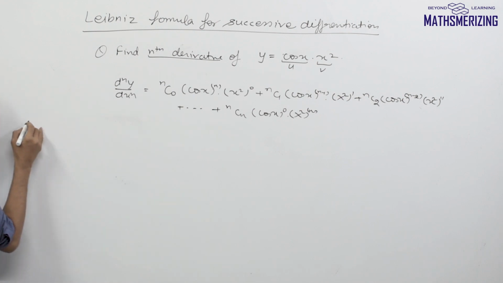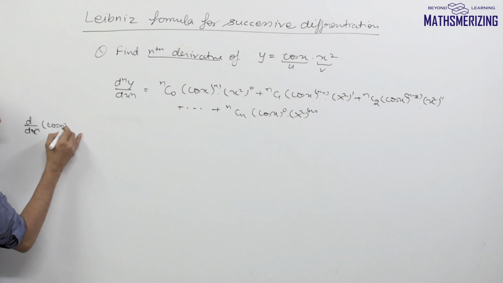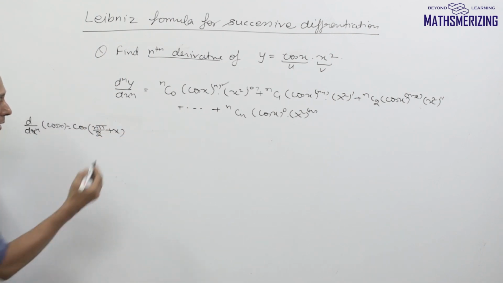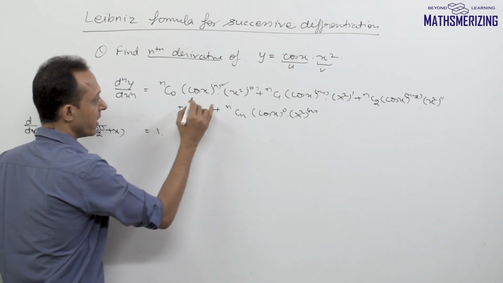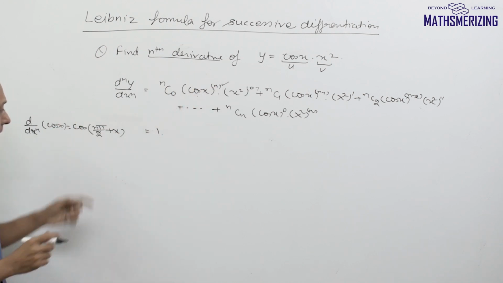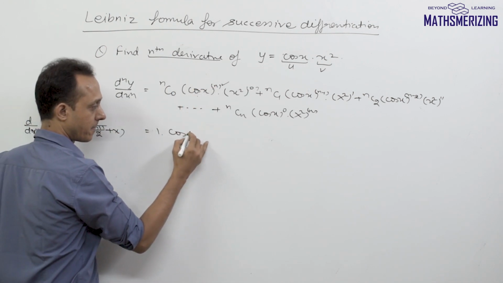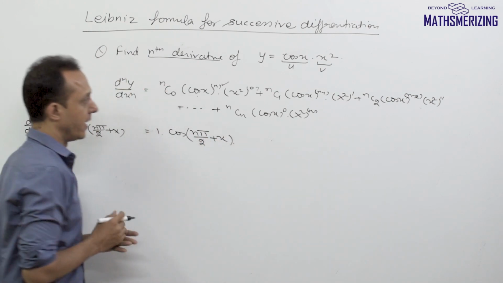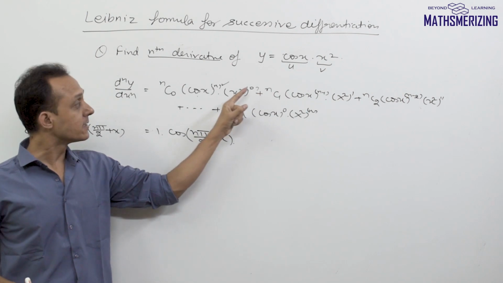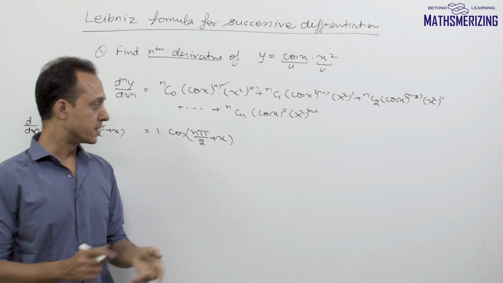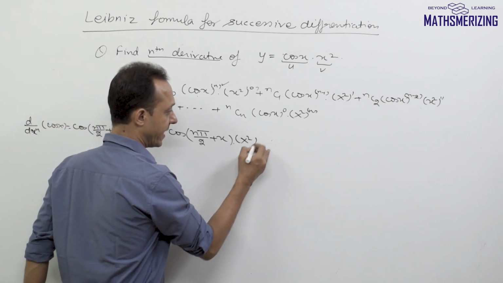Now we know that nth derivative of cos x function is cos of n pi by 2 plus x. Now right, nc0 is 1. Now this is not cos x to the power n, it is nth derivative of cos x. So it will be cos n pi by 2 plus x, and it is not x squared to the power 0, it is 0th derivative of this function. Now 0th derivative of any function is that function itself. So here it will be simply x square.